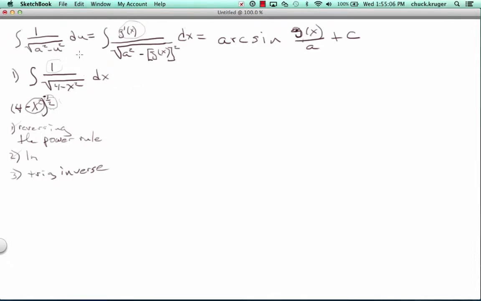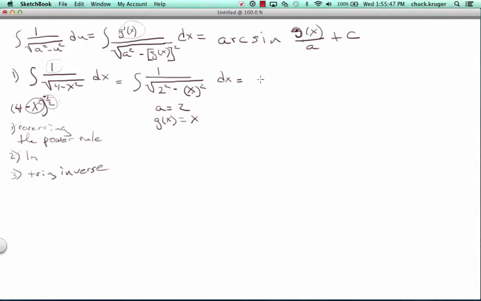So I wrote up here arc sine, and I can see that it matches up with arc sine, because I can rewrite this as the square root of 2 squared minus x squared, with x in parentheses. The reason I do that is to look at the derivative of x. Is it in the numerator? The derivative of x is 1, and so yes, this is the arc sine, where I can identify a being 2, and g of x is equal to x.